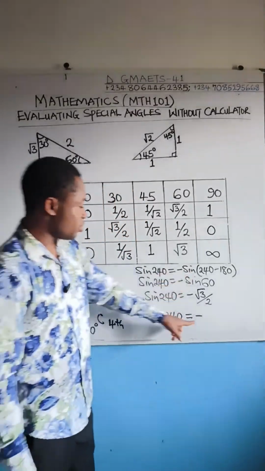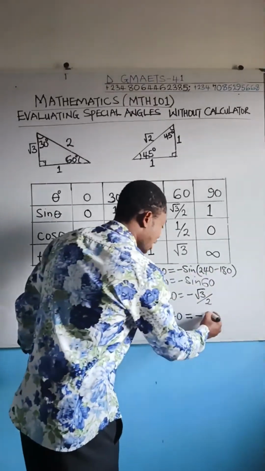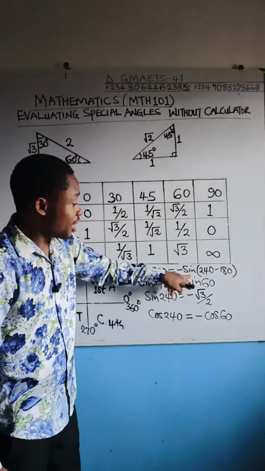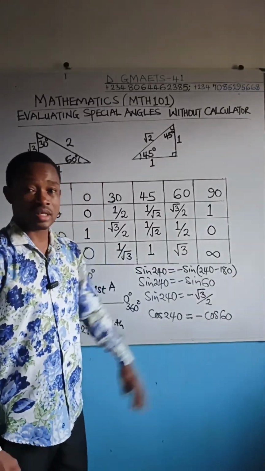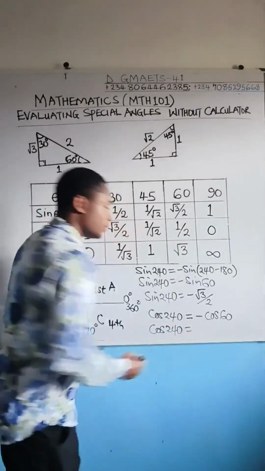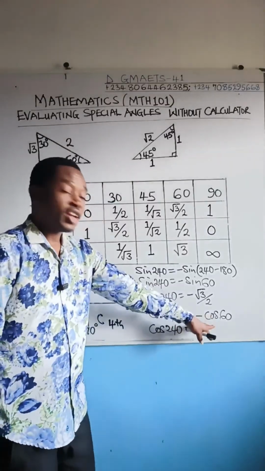So instead of me showing you minus cos 240 minus 180, why not just go straight to minus cos 60? Because even if I use minus cos 240 minus 180, it will still bounce me back to minus cos 60. So I will now evaluate that and get the value of cos 240. The value of cos 240 will now give us the value of minus cos 60.